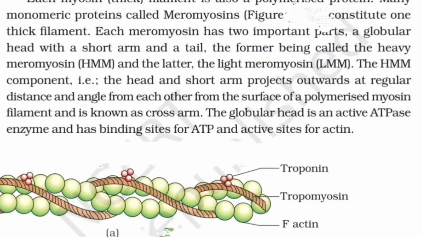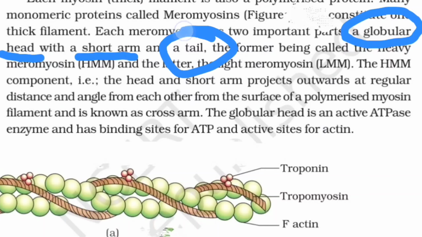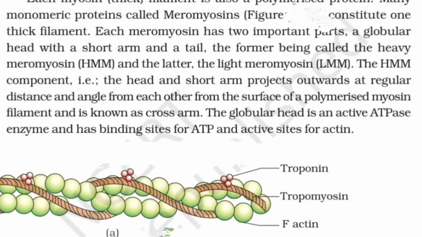Do remember one case, that it is not present in the actin, but it does show in the myosin: there are two portions in the myosin. The first is called the globular head with a short arm, and the second portion is called a tail. The former is called the heavy meromyosin, and the latter is called the light meromyosin.